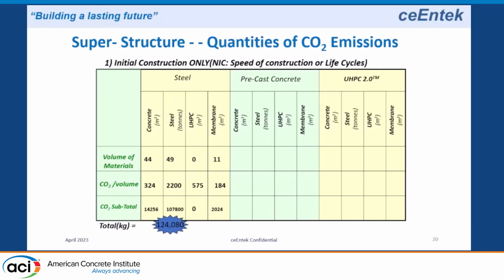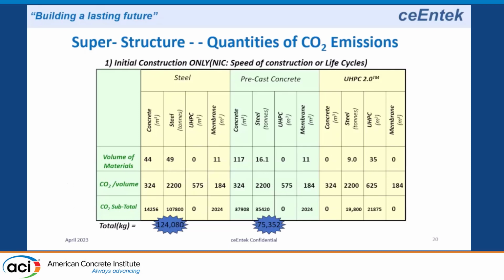This is 124,000 kgs of CO2 in the steel solution, and we have 75,000 in the precast solution, and in the UHPC solution you'll see it's 41,000. So it's about a third of the steel and a little more than half of the conventional precast solution.